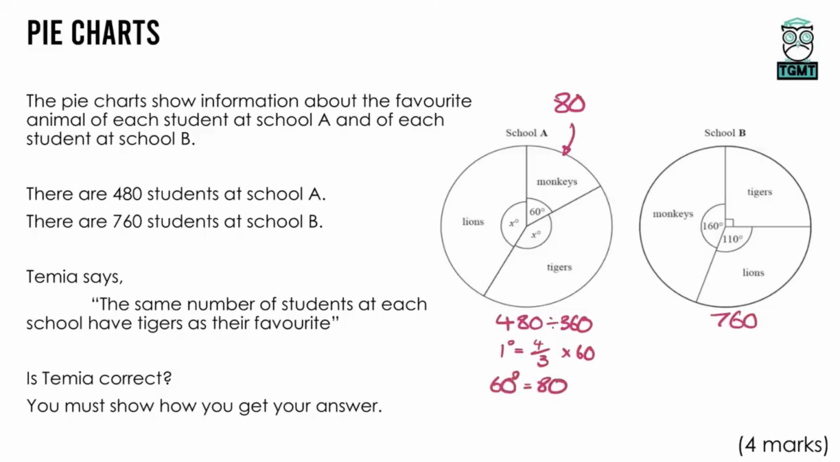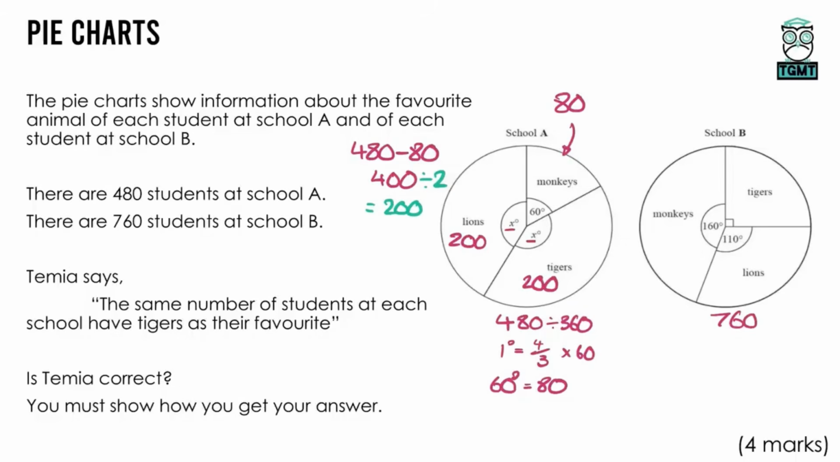So 80 people like monkeys the most. Now there are 480 people in total at this school, and 480 take away 80 is 400. Now both the lions and the tigers here are both X, which means that they're both the same. So if there are 400 in total, if we divide this by 2, that tells us that each of those represents 200 people. So the lions is 200 people and the tigers is 200.